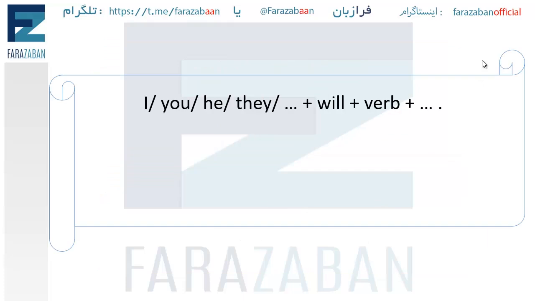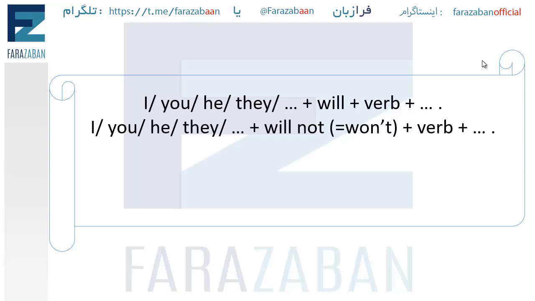Now, let's look and review the structures. If you want to make a sentence, I, you, he, she, they, we, for all of the subjects plus will plus verb and the rest of your sentence. If you want to make a negative sentence, I, you, he, she, plus the subjects, will not or for short won't plus the base form of the verb and the rest of the sentence.